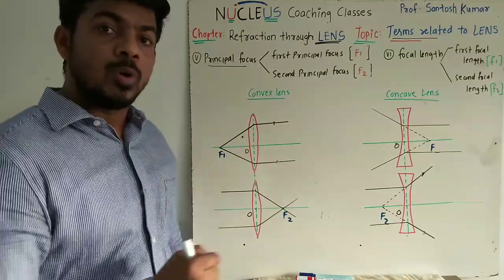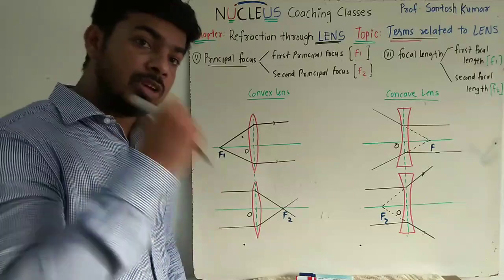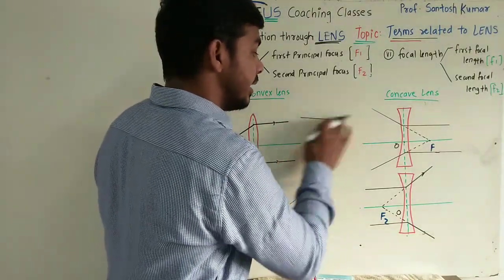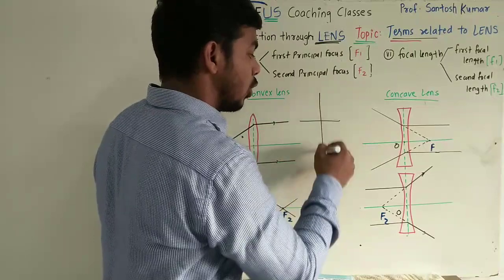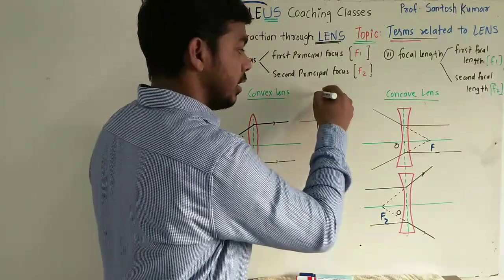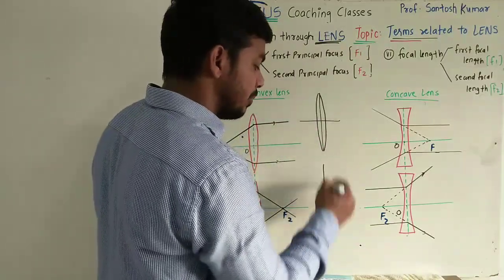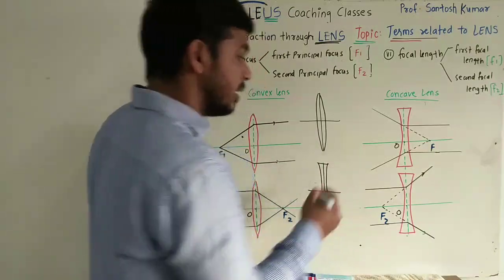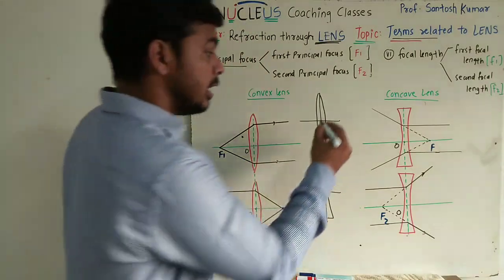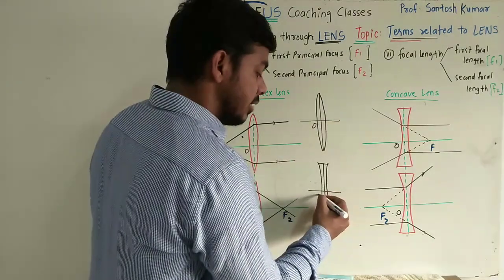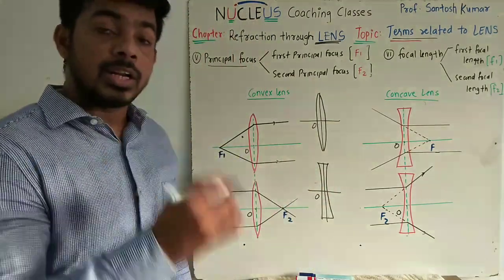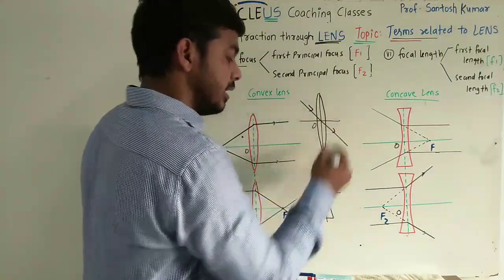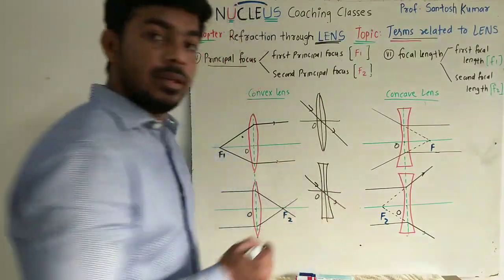But the most important thing is that the lens which we will consider from now onwards will always be a thin lens. We will never talk about thick lens. So in our every example, the lens which we will consider will always be a thin lens. And for thin lens, optical center is defined as that point where a ray of light passing through it will travel undeviated. This we have already studied, right?